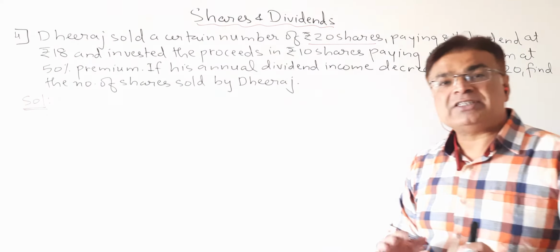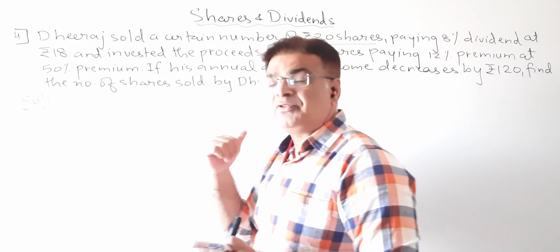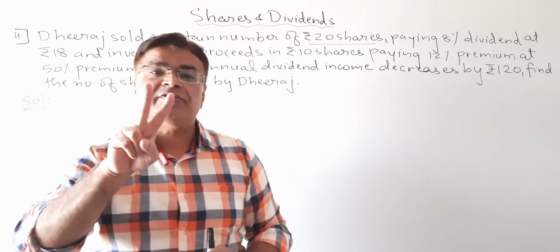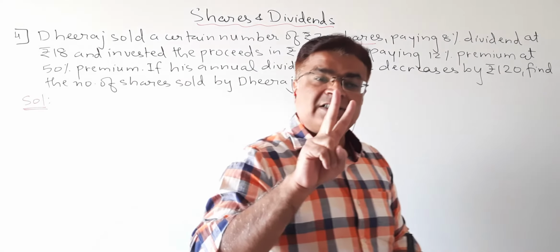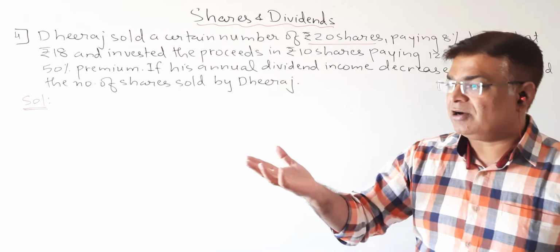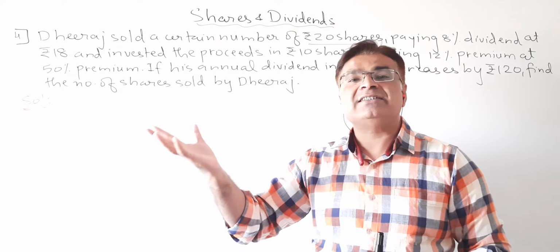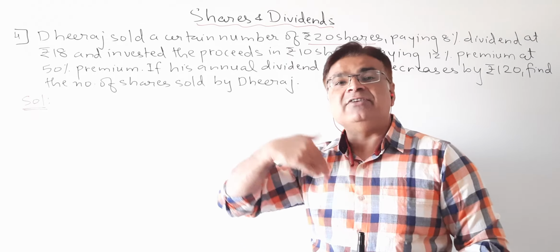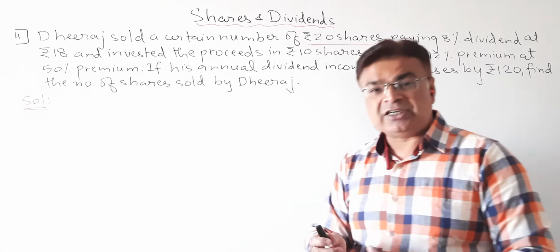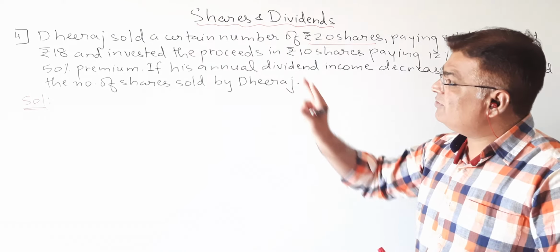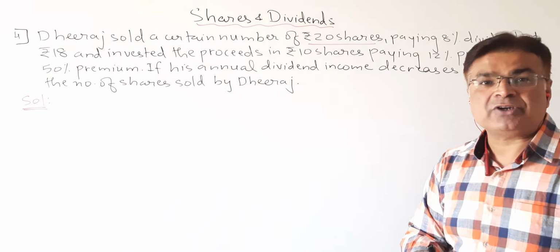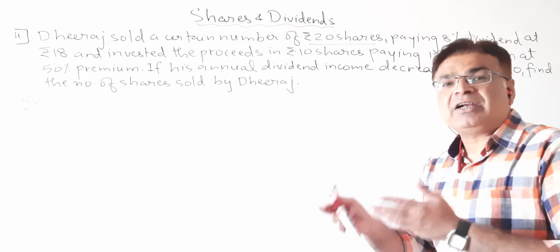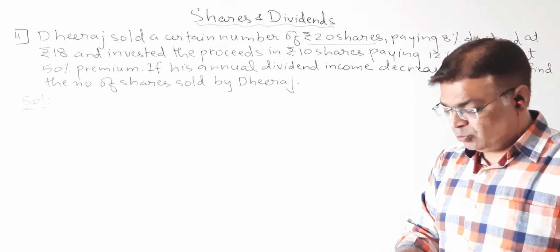So students, here you can see this sum can be asked for 3 to 4 marks, and here there are 2 different cases. Whatever number of shares he is selling in the first, and whatever amount he is getting, he is investing in the second part. So here also we will deal with this. We will divide this sum into 2 parts. Okay, first part and second part, or case 1, case 2, whatever you want to name.